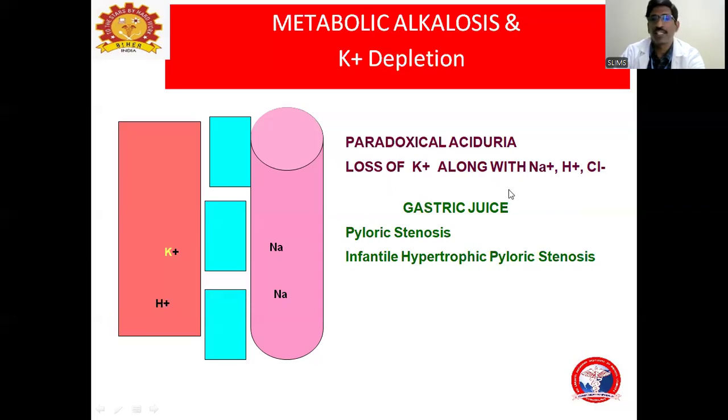And hydrogen ion is also less. So this is a situation like pyloric stenosis, where the gastric juice, which is rich in hydrogen ion, is lost by vomiting. So when hydrogen ions are lost, it produces metabolic alkalosis. This causes low potassium level also. So when hydrogen ion is less, the potassium ions are exchanged for sodium, resulting in hypokalemia and paradoxical aciduria.